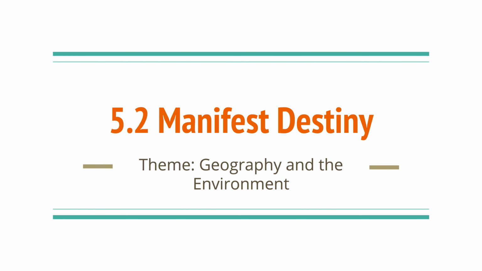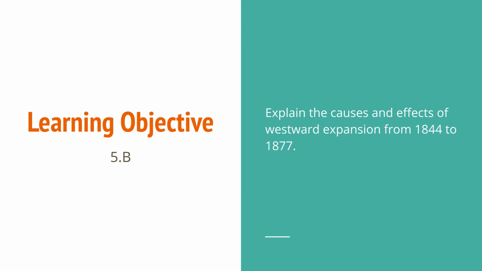This is the first historical topic in which we go in depth in period 5, and we're going to start with manifest destiny. The theme that we're looking at today is geography and the environment, and the learning objective is explain the causes and effects of westward expansion from 1844 to 1877.